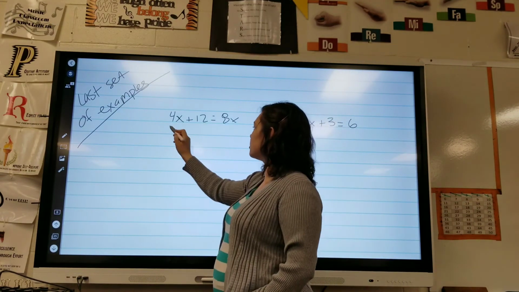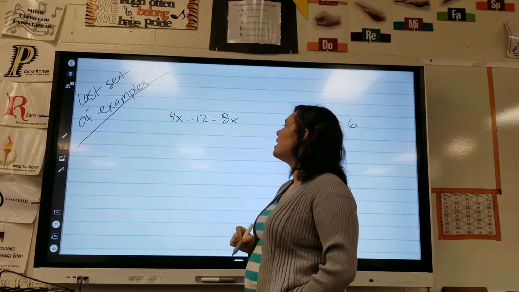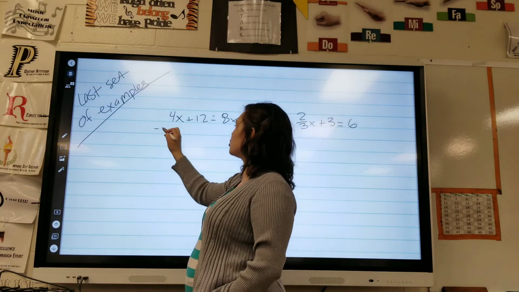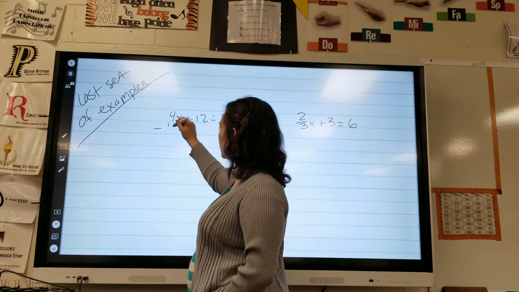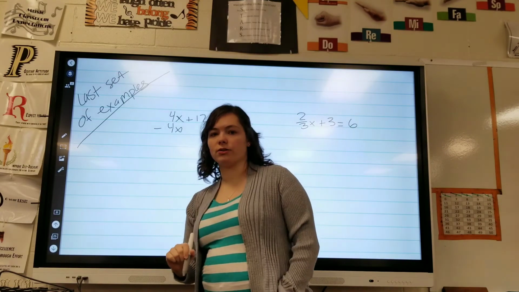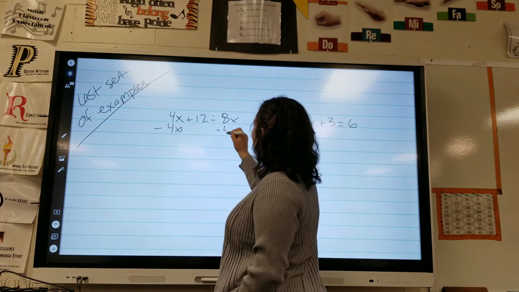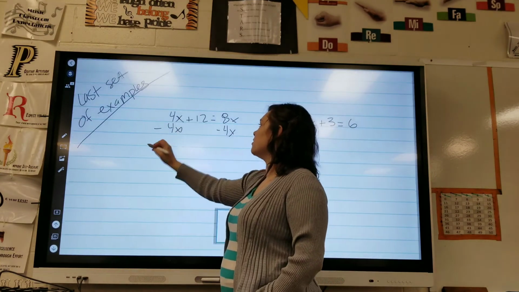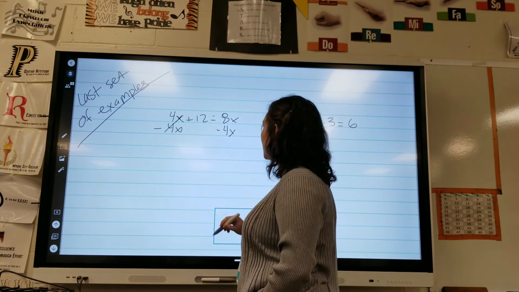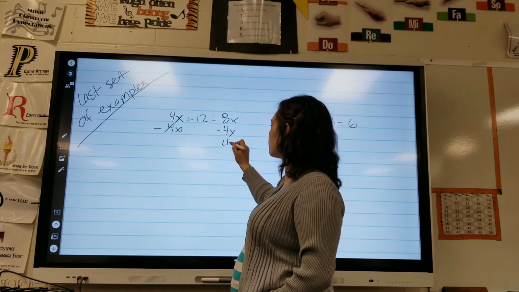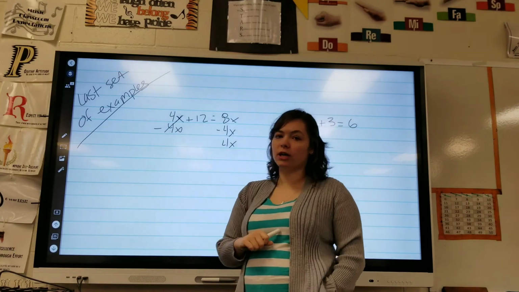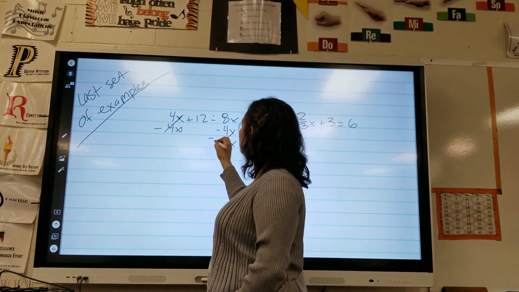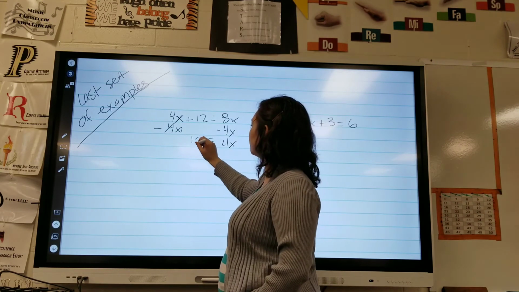I think it would be easier to bring the 4 over to the 8. So we're going to subtract 4x over here to cancel those out. And we're going to subtract 4x over here because whatever we do to one side, we need to do to the other side. Those cancel. And here we get 4x remaining because 8 minus 4 is 4. And that is going to be set equal to 12.